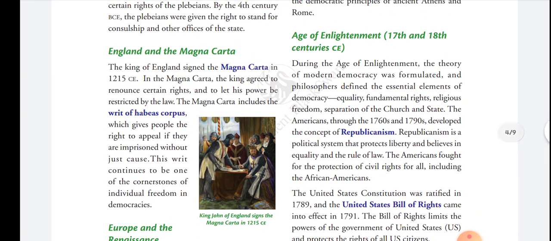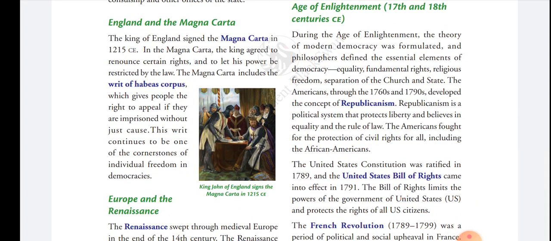Now, the age of enlightenment, 17th and 18th century CE. During the age of enlightenment, the theory of modern democracy was formulated. According to this, democracy has a few elements: equality, fundamental rights, religious freedom, and separation of church and state. These were the fundamental rights.